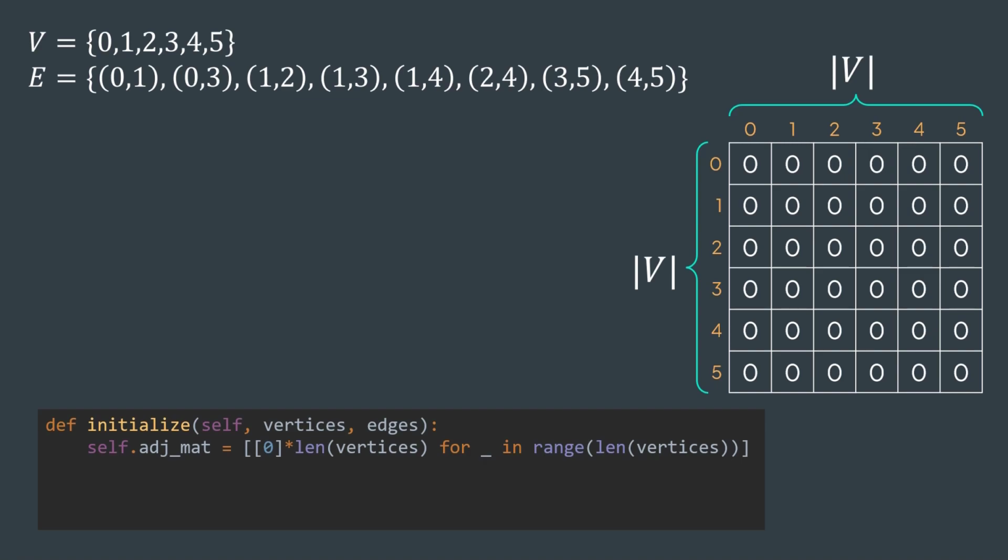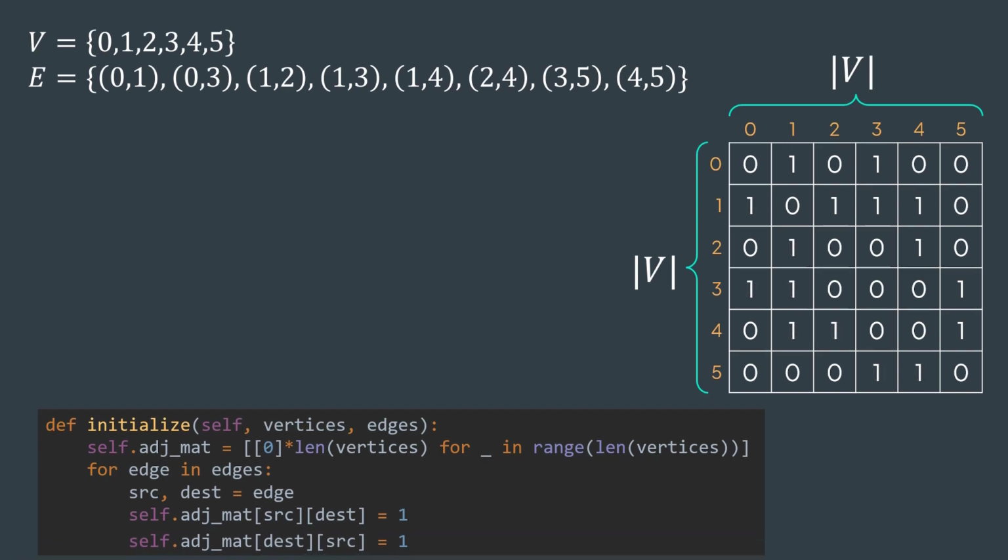Next step, we traverse the edges to fill the cells. For each edge, we have the source and the destination. So we put 1 in the cell at row source at column destination. It means that we have an edge from source to destination. If the graph is undirected, we also put 1 in the opposite cell. We put 1 from destination to source. We put 1 in edgemat of destination, source.